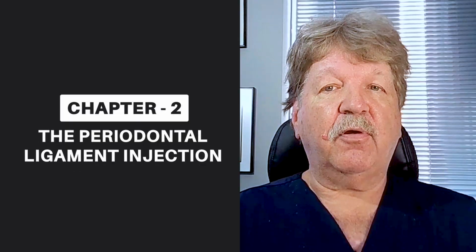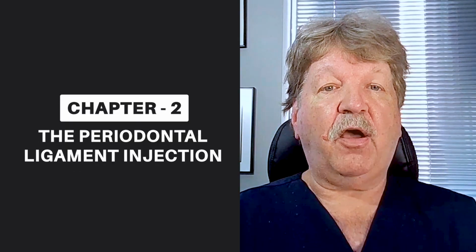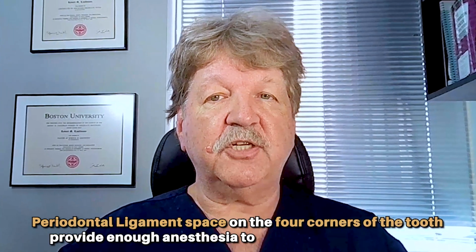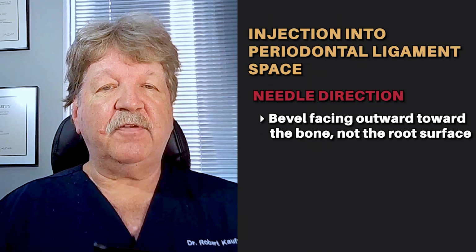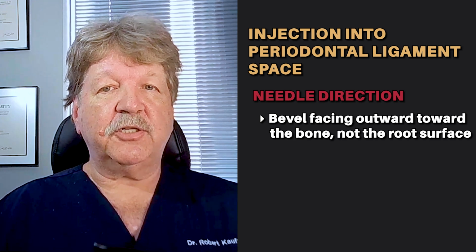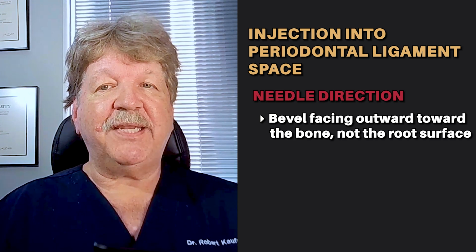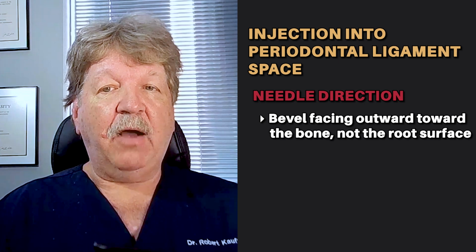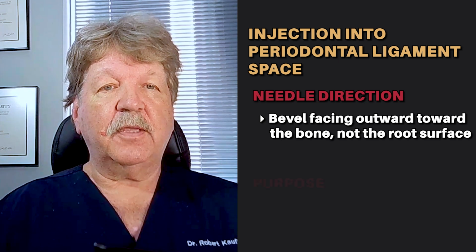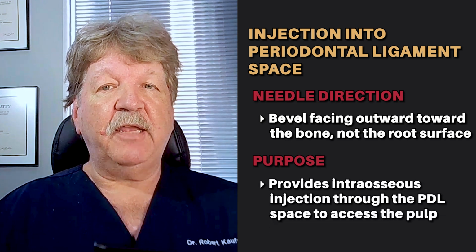In other areas, or what frequently is referred to as a hot tooth, I found that an additional injection into the periodontal ligament space on the four corners of the tooth provides enough anesthesia to allow us to access the pulp. Again, it's important that the needle be facing the correct direction. In this case, unlike the supplemental injection, since we're injecting into the PDL, we want the bevel facing outward, toward the bone, rather than toward the root surface. In essence, what you're doing is providing an intraosseous injection through the PDL space.